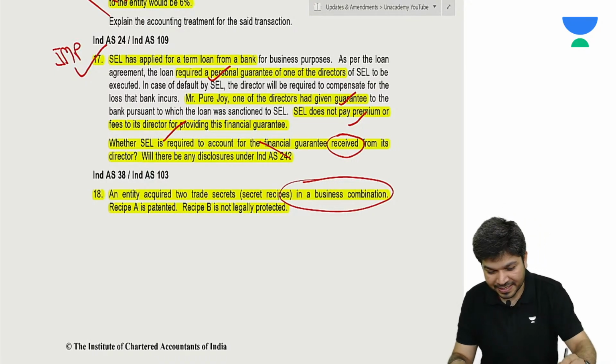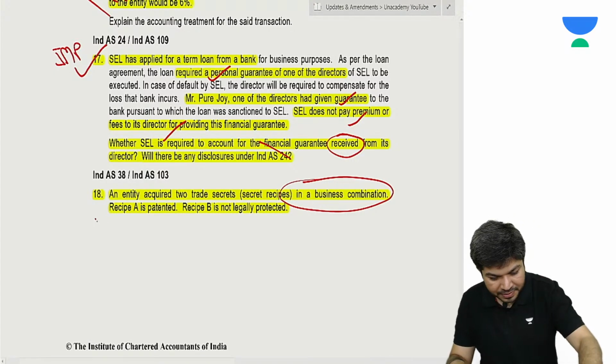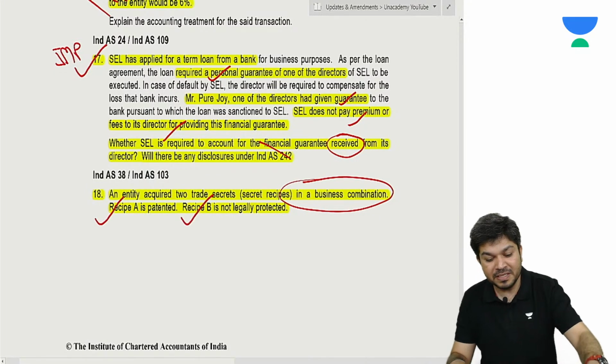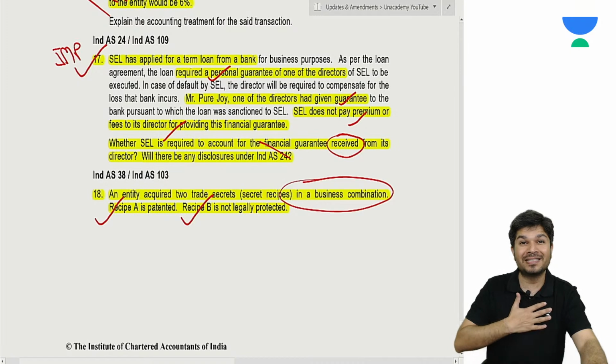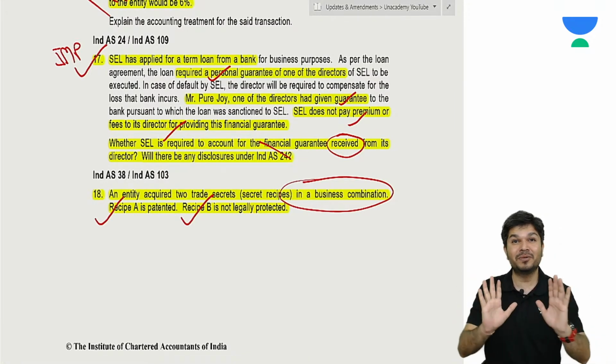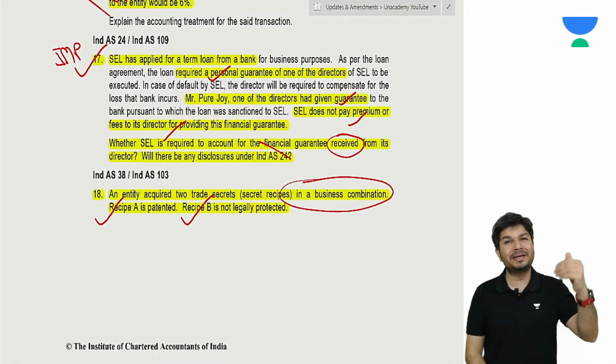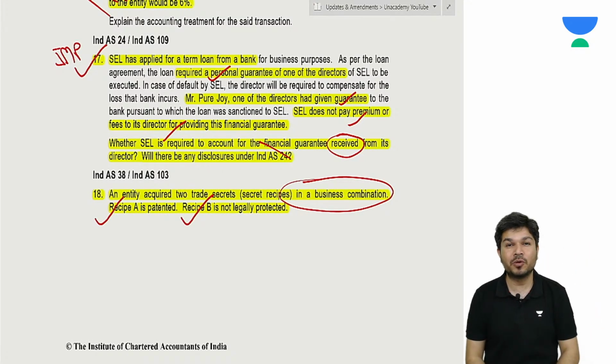Now, 2 recipes we are getting. Recipe A is patented, recipe B is not legally protected. Tell me, which one can I record as an asset in my books? It comes under business combination. In the first one there is a patent, so can I say it arises out of a contractual or legal right?